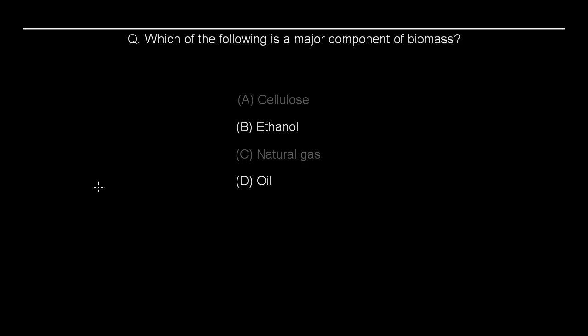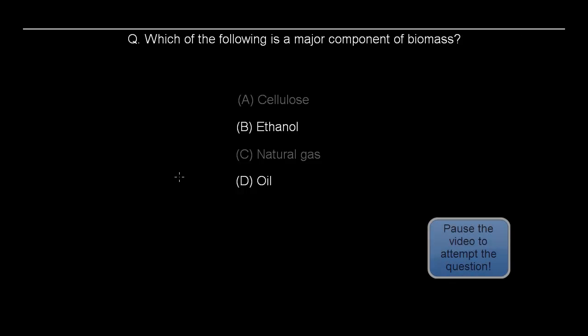So the first question says, which of the following is a major component of biomass? A. Cellulose, B. Ethanol, C. Natural gas, or D. Oil? So again, I'm going to pause for 5 seconds, pause the video, and attempt to answer it.